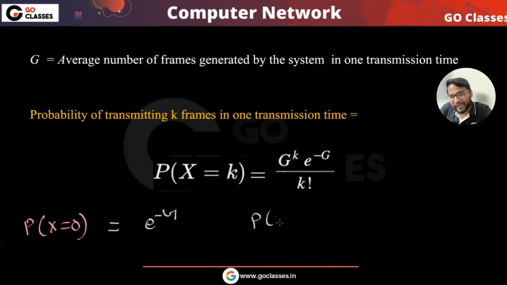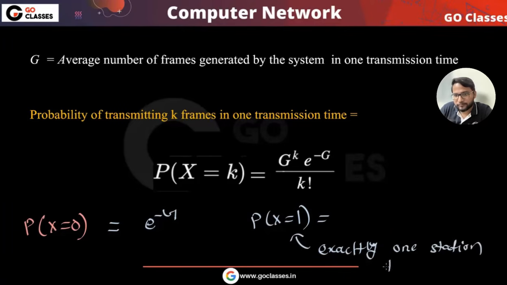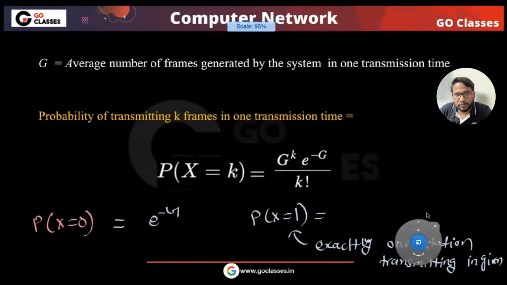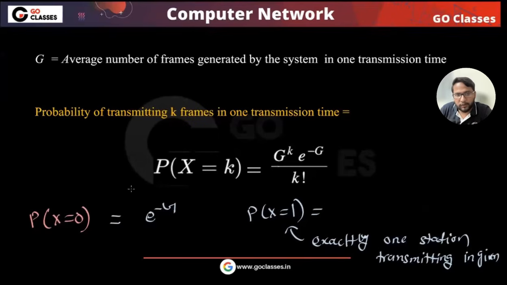What is the probability that exactly one station is transmitting in a given slot? Yeah. So this probability can also be calculated very easily. This is e power minus G into G, right? Or G into e power minus G, whatever you want to say. G into e power minus G.